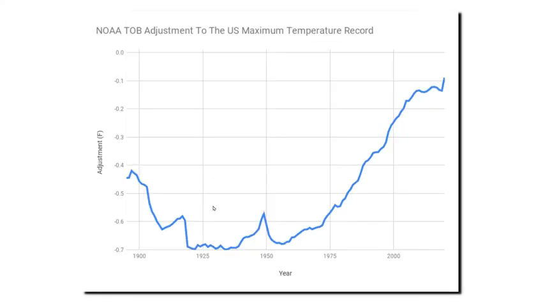Let's look at these adjustments in more detail. First I'm going to focus on the time of observation bias adjustment, and later we'll look at the final adjustment. The time of observation bias adjustment cools temperatures from the 1930s about 0.7 degrees Fahrenheit, and more recent temperatures are cooled about 0.1 degrees Fahrenheit. The theory behind this adjustment is very simple.